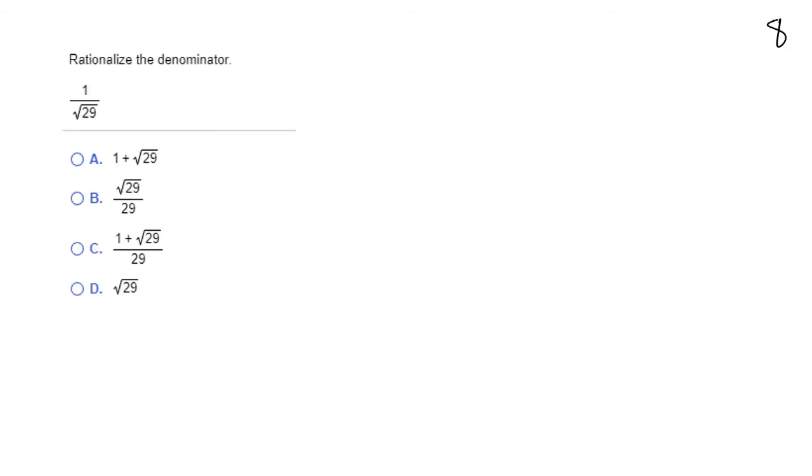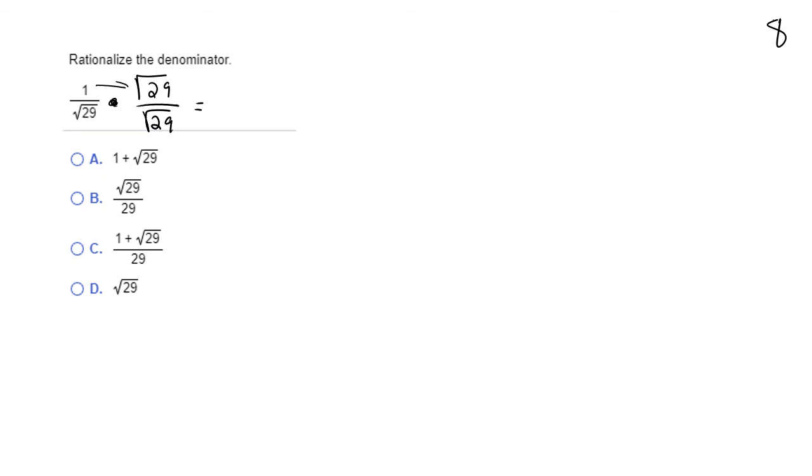In this problem, we want to rationalize the denominator, which means to get the radical symbol out of the bottom and move it into the top. So I can simply multiply numerator and denominator, top and bottom, by the square root of 29.